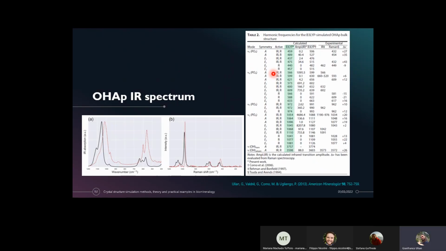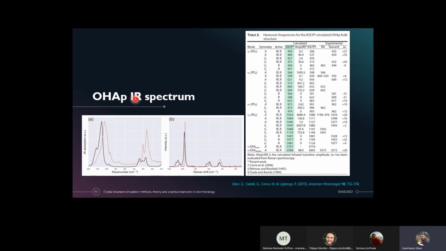Since the carbonate ion is one of the most present substituting groups in biological apatite, one of the methods to assess the presence of them and quantify the presence of type A and type B defects is by infrared spectroscopy. Why? Because we can see the signals of the different carbonate groups.